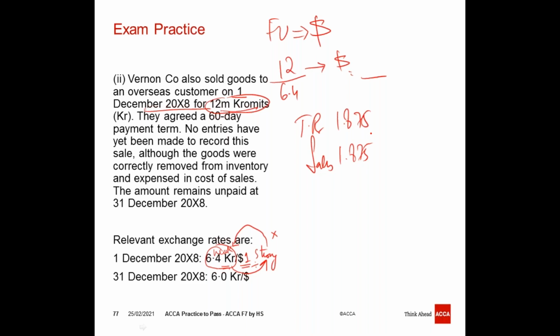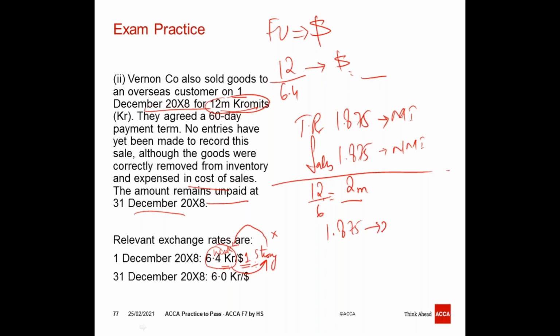No entries have yet been made to record the sale, although the goods were correctly removed from the inventory, and the expense is in the cost of sales. The amount unpaid remains unpaid at year end. So if the amount remains unpaid, this will be my monetary item, and this is my non-monetary item. You don't need to convert the non-monetary item; only the monetary item will be retranslated at the closing date, which is now 6. When you divide the 12 million by the current rate of 6, you get the value of 2 million. So my receivable has increased from 1.875 to 2 million.